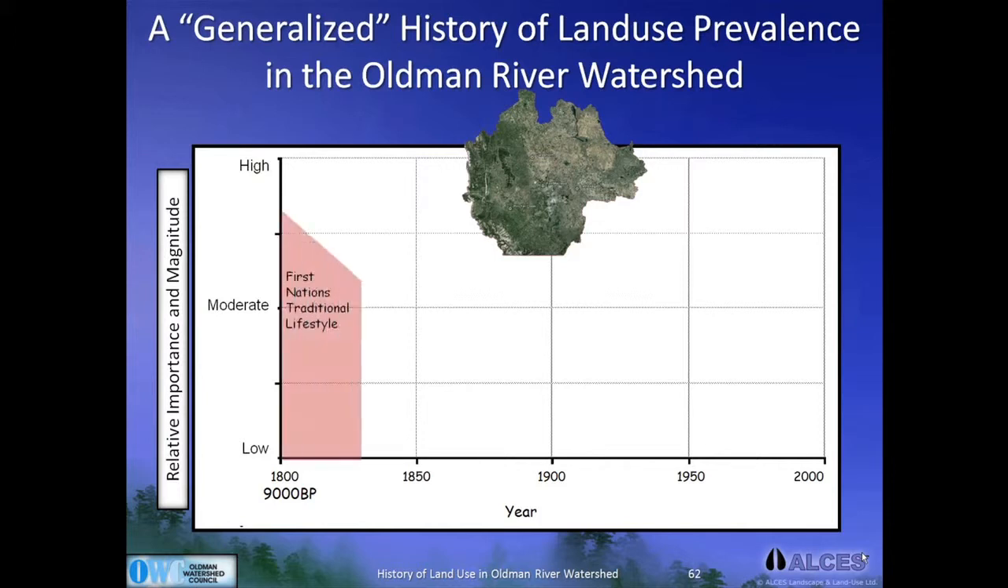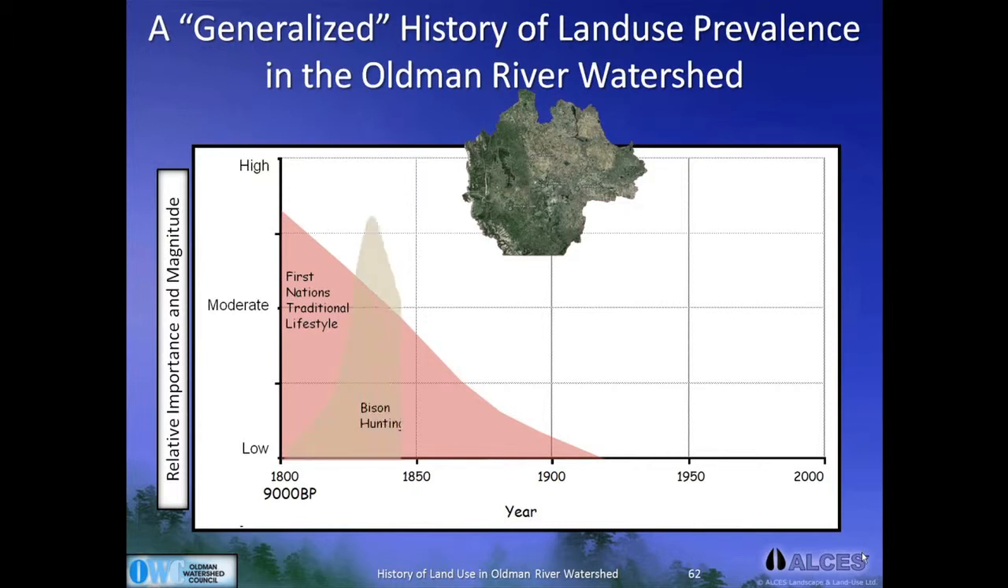So clearly there was a time where the dominant land use in the Oldman River Watershed would have been that of First Nations. They were the only people on the landscape, they were the land use, they were making the decisions as to what happened where, and clearly they are no longer a dominant driving force, particularly with respect to participation in traditional lifestyles. There are still many First Nation people on the landscape, but for the most part they have been incorporated into Western economies.